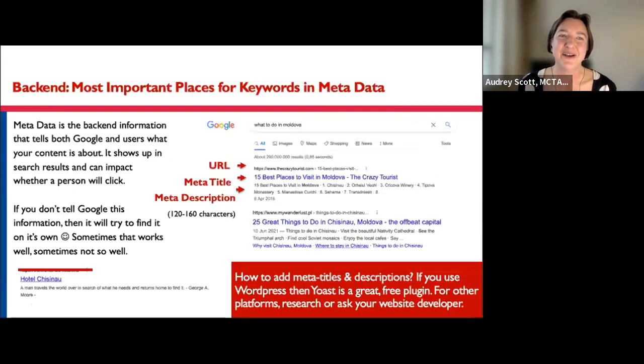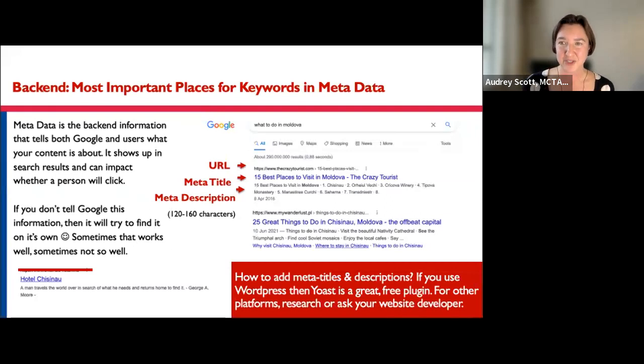So in the back end, these are the things that you have control over. They're on-page SEO, but the user, the visitor to your website probably won't see them directly. And that's the metadata. And metadata basically tells Google what your web page is about. So that means the meta title, the official technical title, and the meta description, and the URL. So these are all things that you have control over.